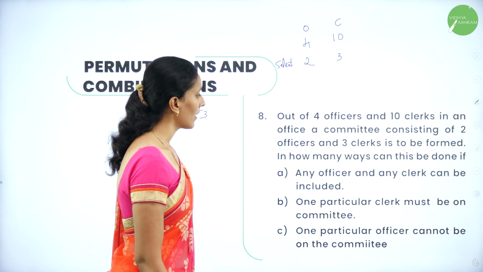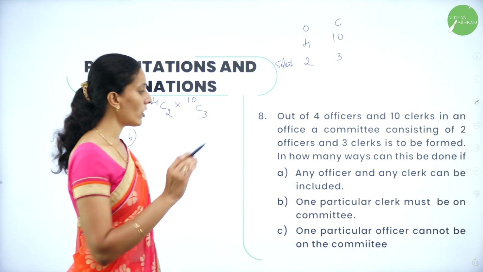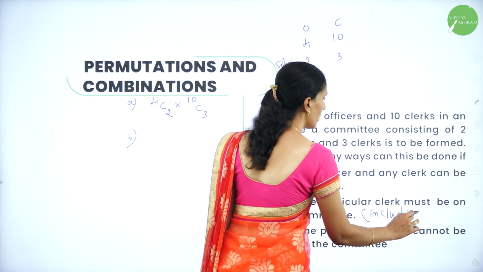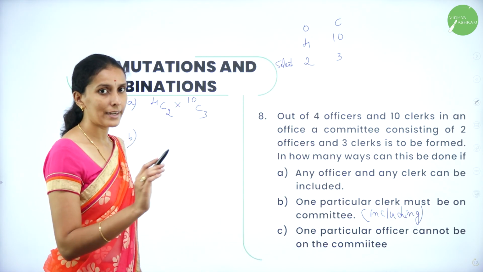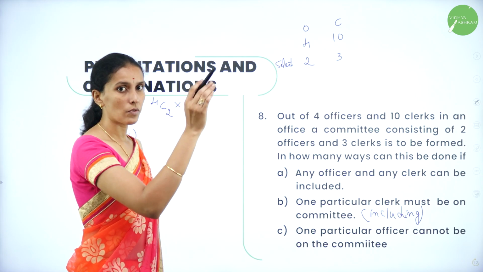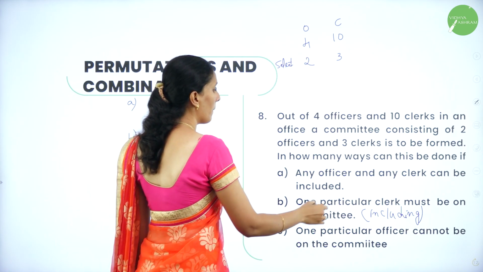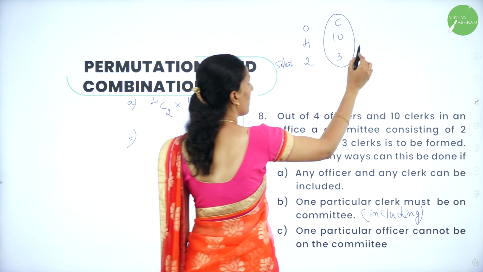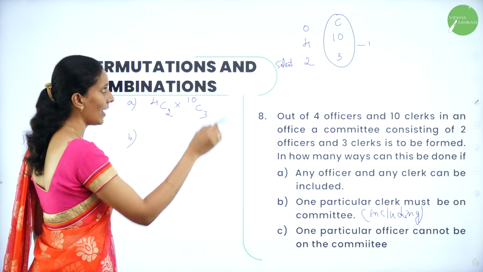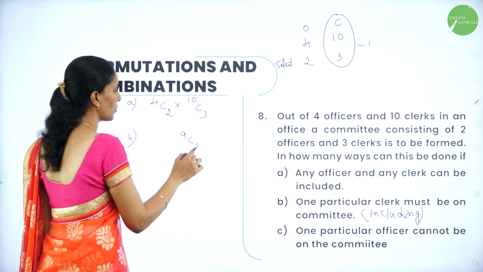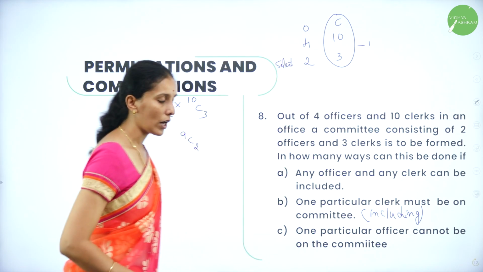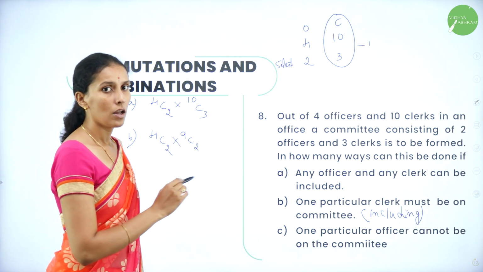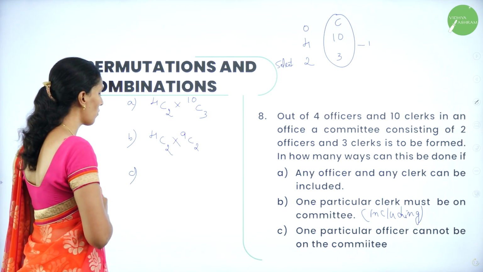Next, one particular clerk must be on the committee. Must be on the committee means this question is about including. So when you have to include any person, you have to remove that number of persons from the selection as well as the total number. So one particular clerk, and here I'm talking about clerks, so one particular means minus 1. Therefore, my selection of clerks will be 9C2. Whereas in the case of officers, there is no condition. So therefore, it will be 4C2 into 9C2. This is the number of ways to select in terms of combination.